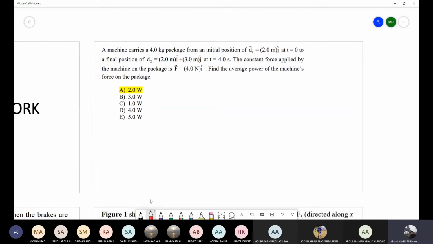Okay, Bismillah. First question. Here we have a machine carries a 4 kilogram package. So we have the mass is 4 kilogram. From an initial position D1 is equal to 2 meter in the J direction at T0. This is called T1. To final position, D2.